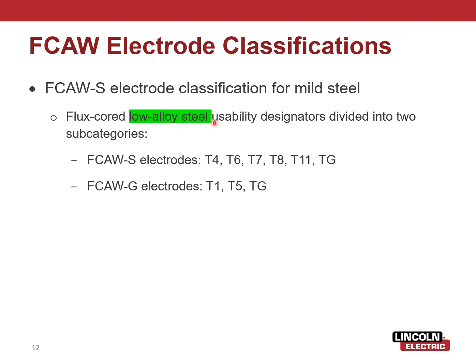For low alloy steels, you'll notice next to that T, the classification itself is going to be like a T4, T6, T7, T8, T11, TG, and for gas electrodes, T1, T5, TG. This is the broad classification of those electrodes. You'll see this show up in the code. If your electrode falls under a T11, you'll get qualified for everything under it. So you would be qualified for T4, T6, T7, T8, and T11 electrodes. If you get qualified in a T4 electrode, that's only going to be for T4.